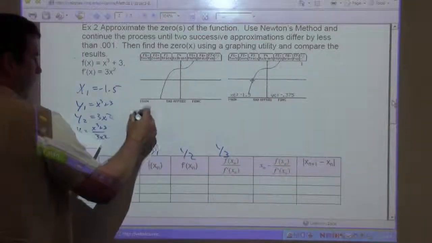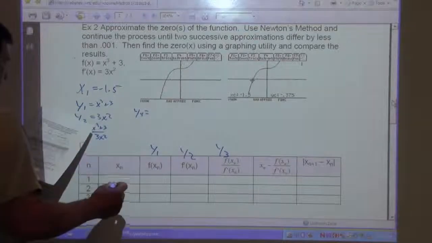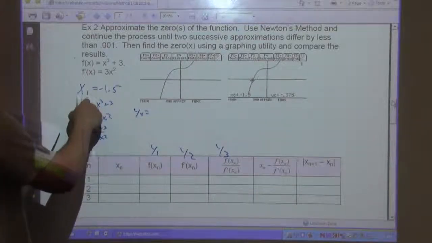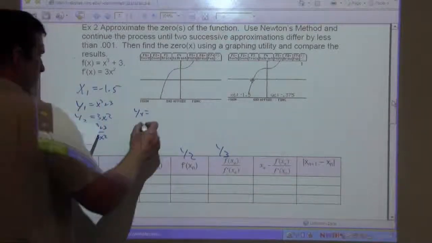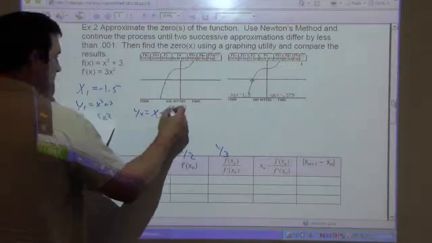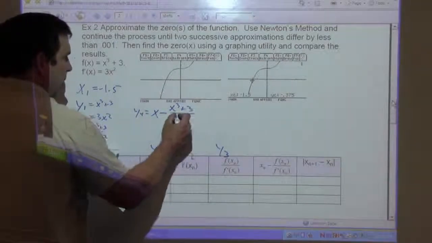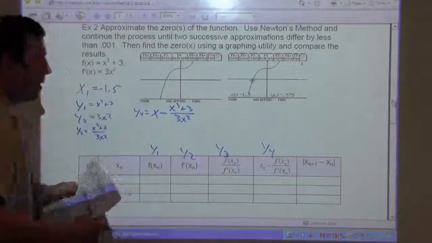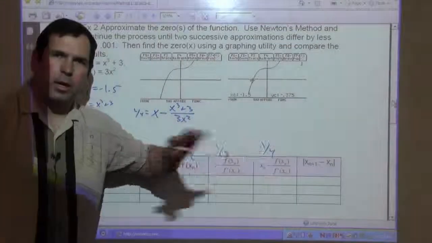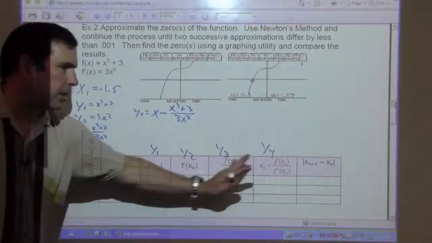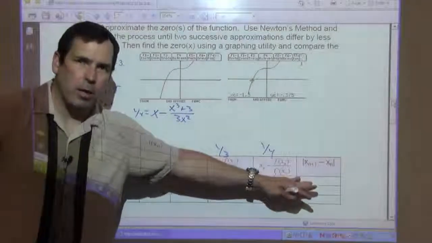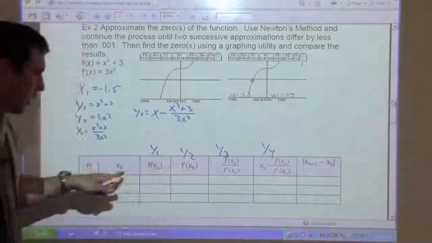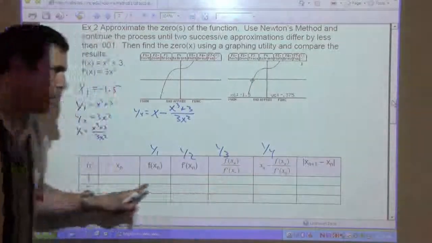I make a y4, which is going to be our initial value, x minus x cubed plus 3 over 3x squared. This is my y4 column. So I'm putting these in, y1, y2. I clear all the other y's out. So when I go to my table format, I can just plug in the value, and it feeds them all out.